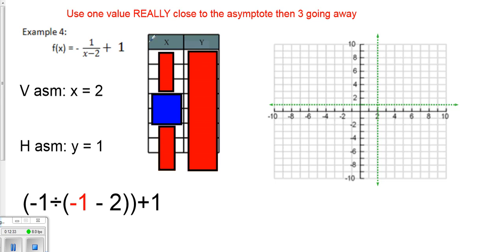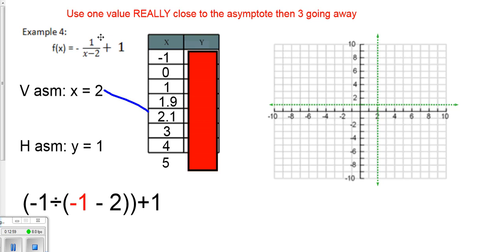From here, if 2 is our vertical asymptote, then the points on our table should center around 2. So one that's a little bit bigger than 2 is 2.1. One that's a little bit smaller than 2 is 1.9. Getting even smaller, we would use 1, 0, and negative 1. Getting even bigger, we would use 3, 4, and 5. These values then would get plugged into this function.